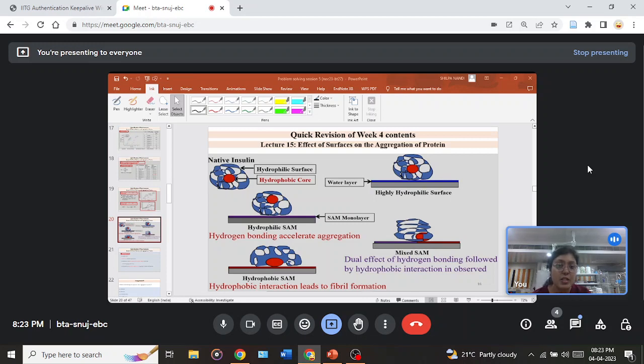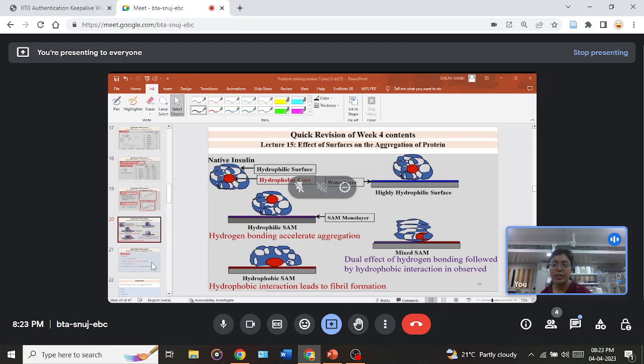In the first diagram, you can see that in the case of highly hydrophilic surfaces, with a water layer, there won't be any fibril formation. In the case of hydrophilic SAMs, that is surface self-assembled monolayers, there will be hydrogen bonding that will accelerate aggregation. However, when there is hydrophobic interaction, it will particularly lead to fibril formation.